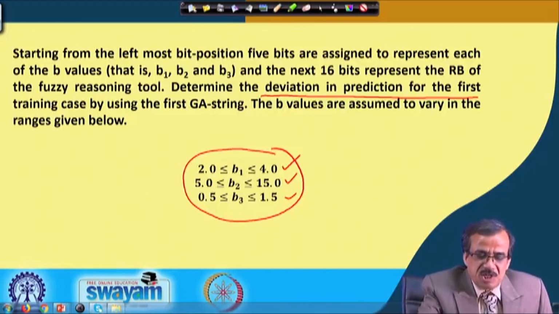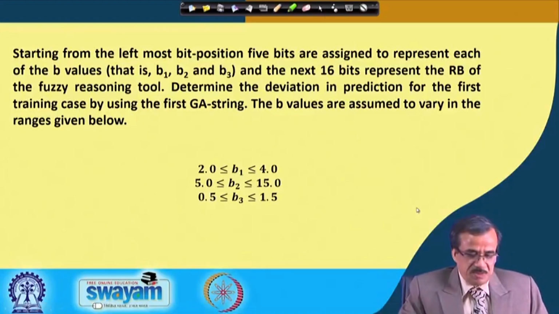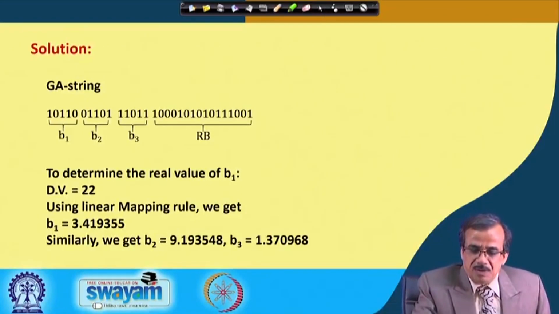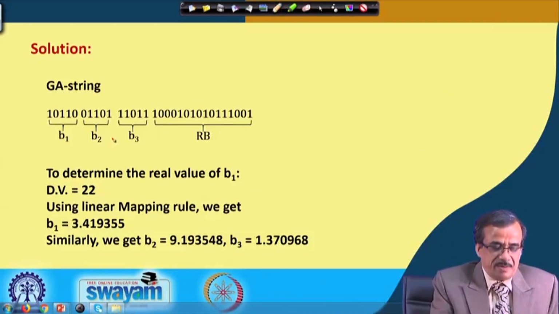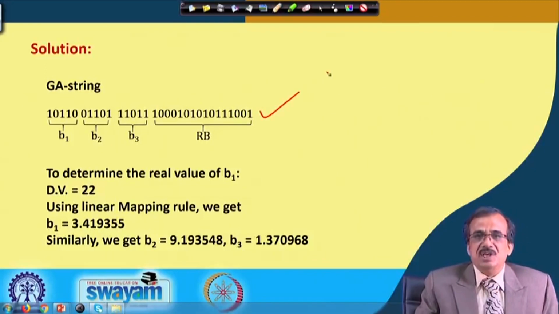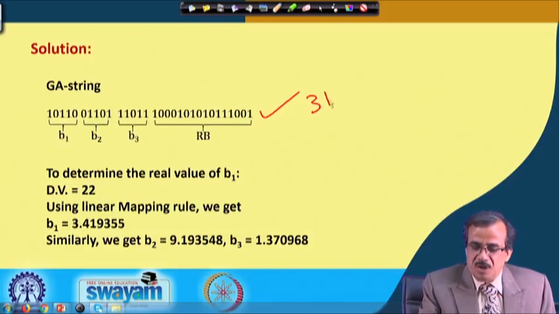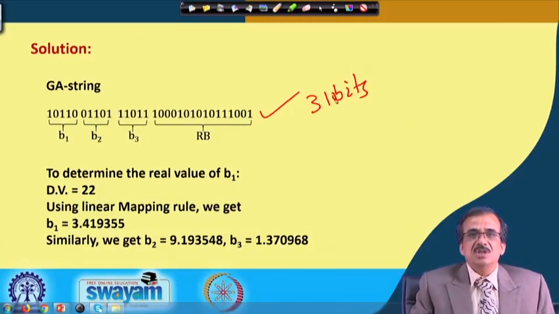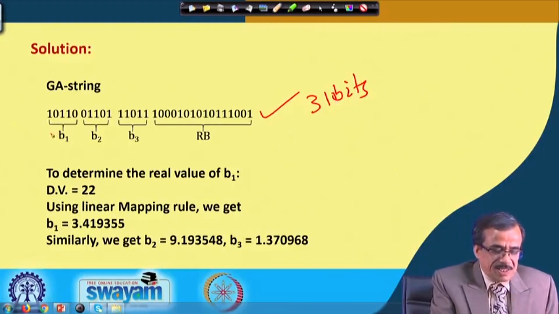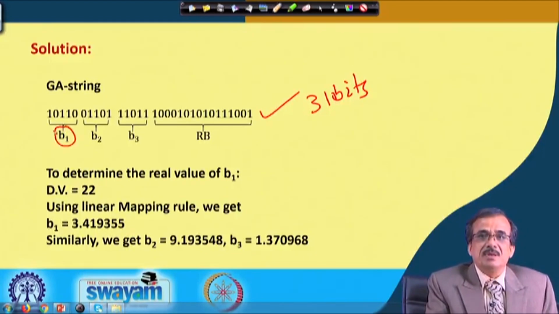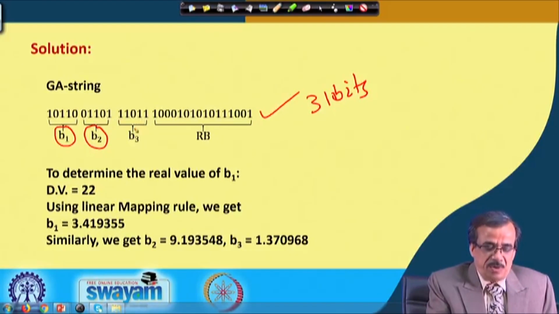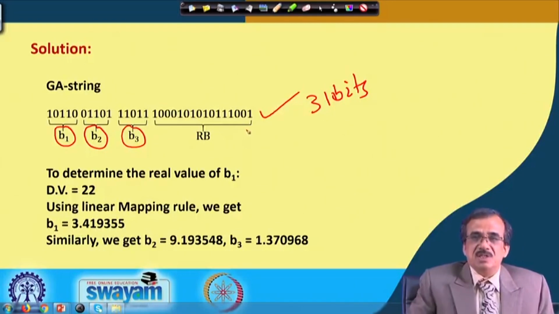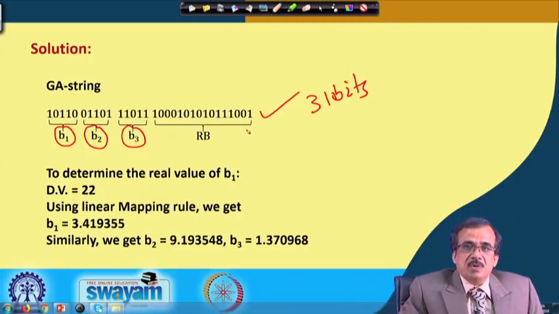So, this completes the statement of the problem. Now, let us see how to find a solution for this particular problem. This particular method I have already discussed a little bit, so let me discuss it once again. Let me concentrate on the first GA string, which is 31 bits long. The first 5 bits are going to represent B1, B2 is going to be represented by the next 5 bits, the next 5 bits are going to represent B3, and the 16 bits are going to represent the rule base.